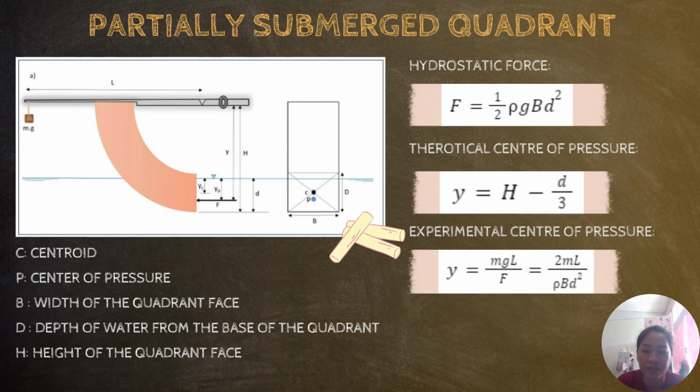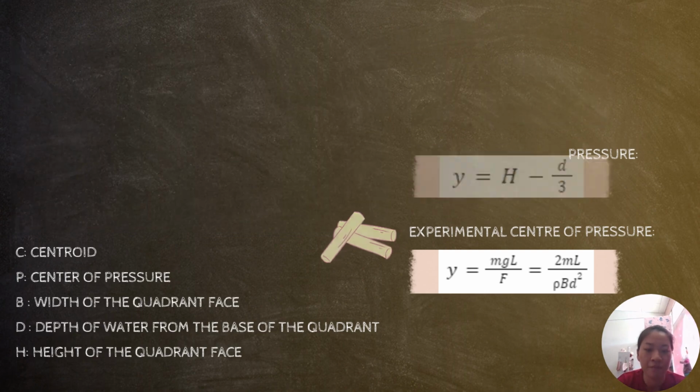From this figure, we can see that C represents the centroid, P is the center of pressure, B is the width of the quadrant surface, D is the depth of water for the base of the quadrant, and H is the height of the quadrant surface. The equation on the right side is used to calculate the hydrostatic force, the theoretical center of pressure, and the experimental center of pressure for the partially submerged quadrant only.